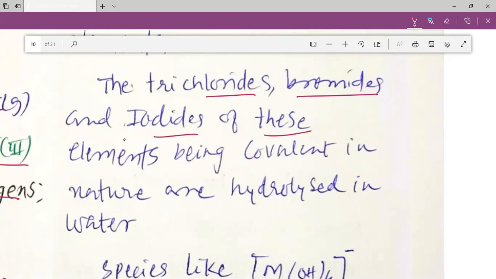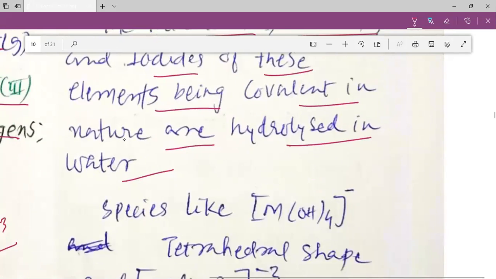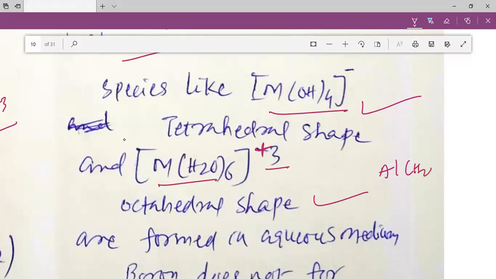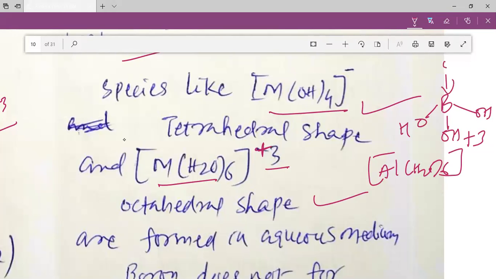The trichlorides, bromides, and iodides of these elements, being covalent in nature, are hydrolyzed in water. So these halides are hydrolyzed in water, and they form species like M(OH)4 minus, which is tetrahedral in shape, or they form M(H2O)6 plus 3, which are octahedral in shape. We have seen the example of Al(H2O)6, my dear students, so I need not explain it again. And they form M(OH)4 minus, which are tetrahedral. For example, if you look at B(OH)4 minus, this is the tetrahedral shape.